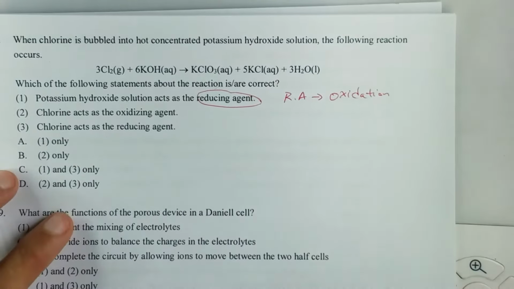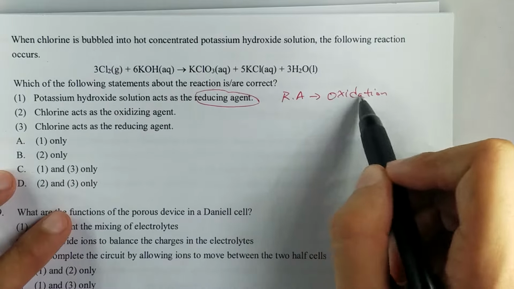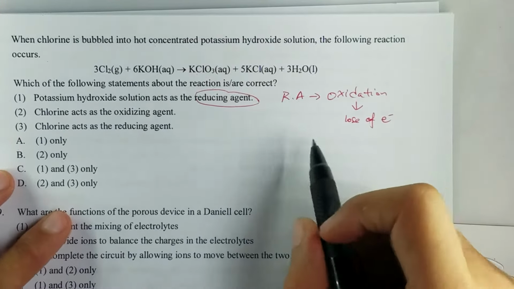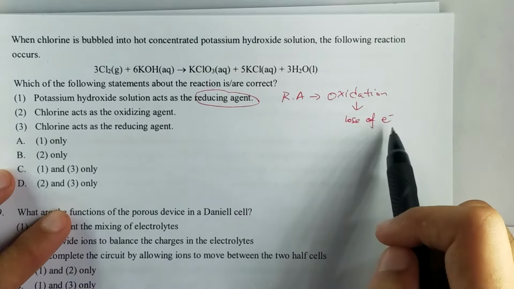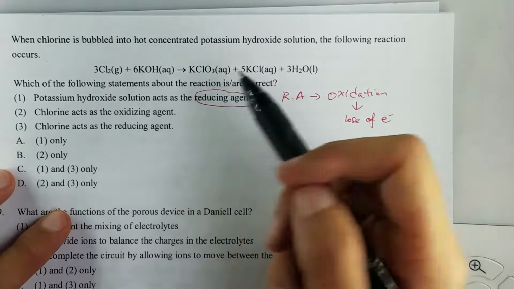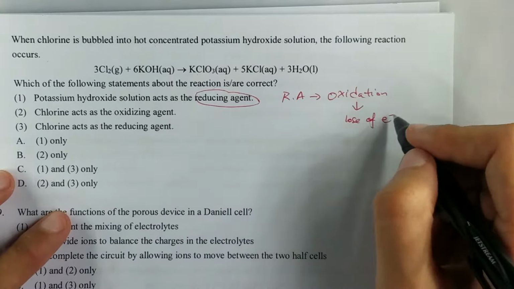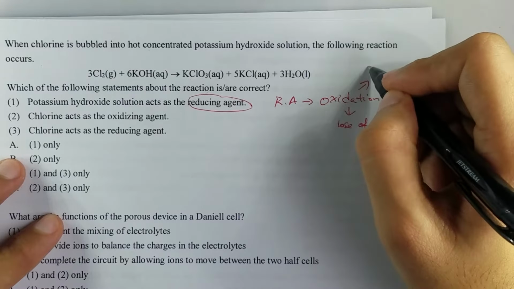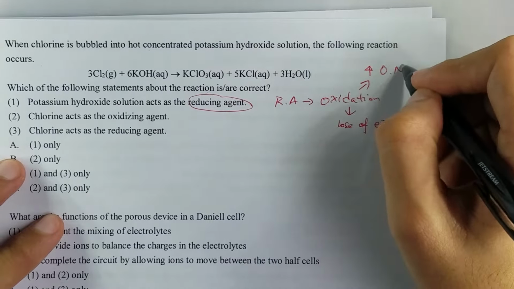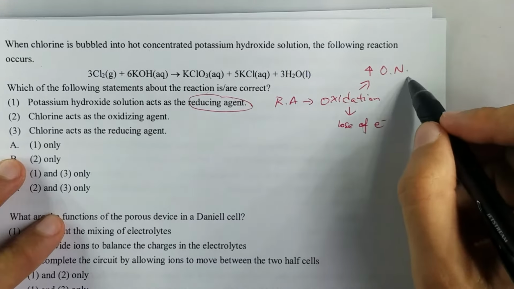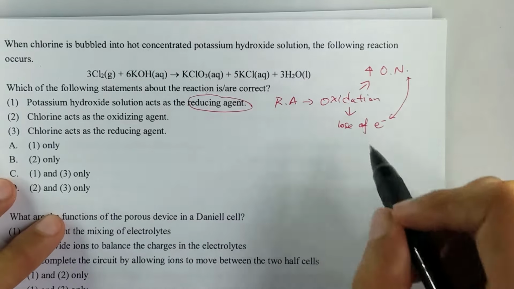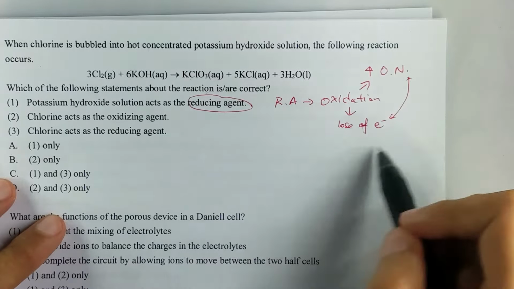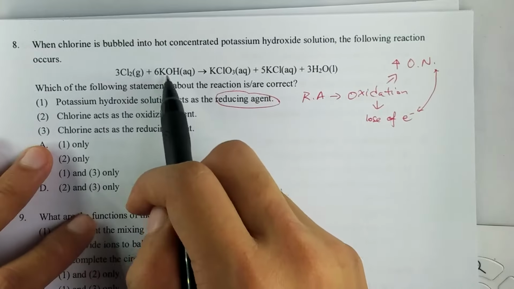After you realize that reducing agents are something that undergo oxidation, what is oxidation? Loss of electrons. So, is potassium hydroxide losing electrons? Can you find out? No, because this is not an ionic equation. So instead of finding loss of electrons, what's the other method? The other method will be increase in oxidation number. So there are 2 ways to tell whether it is a reducing agent or not. One, by finding out the oxidation number, and the other one will be loss of electrons. So let's have a look.